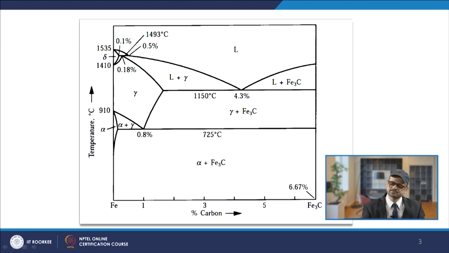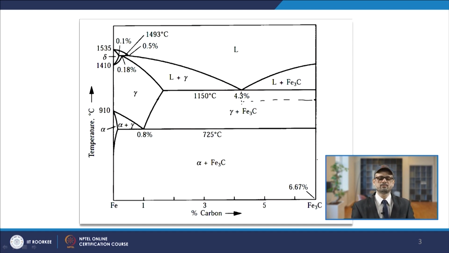As discussed, when your temperature comes below this, you will have on this side, this line is touching to this point, so that is gamma, and on this side you are touching this line to, this is Fe3C. So, you will have gamma of this composition and Fe3C of this composition, and that is a straight line. So, anyway there is no problem.